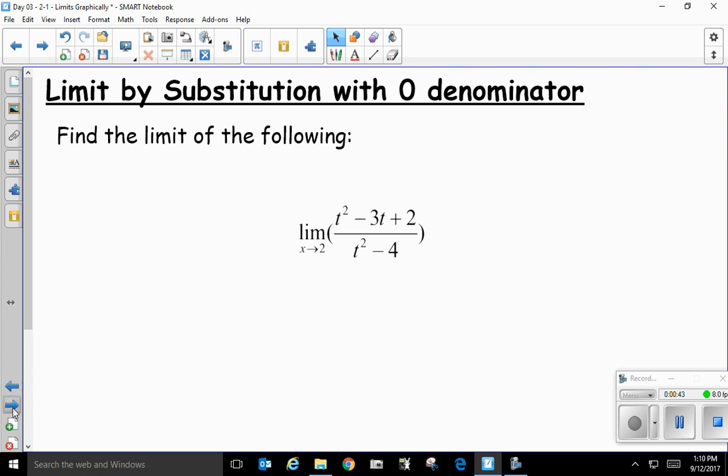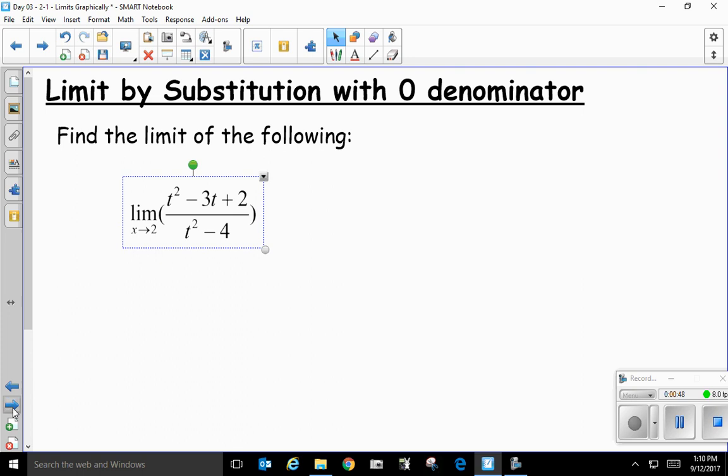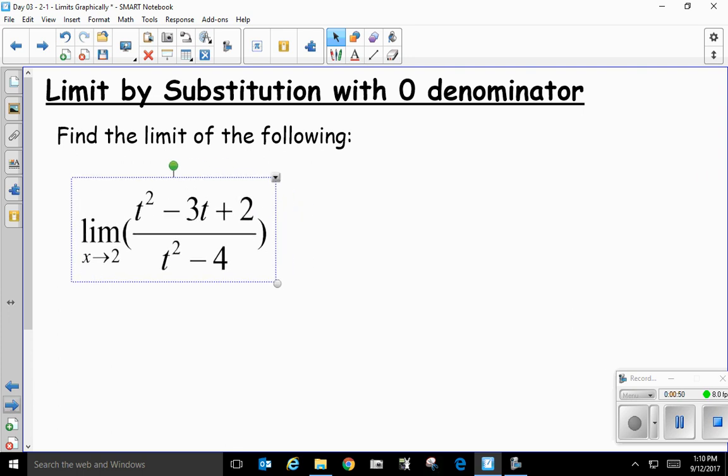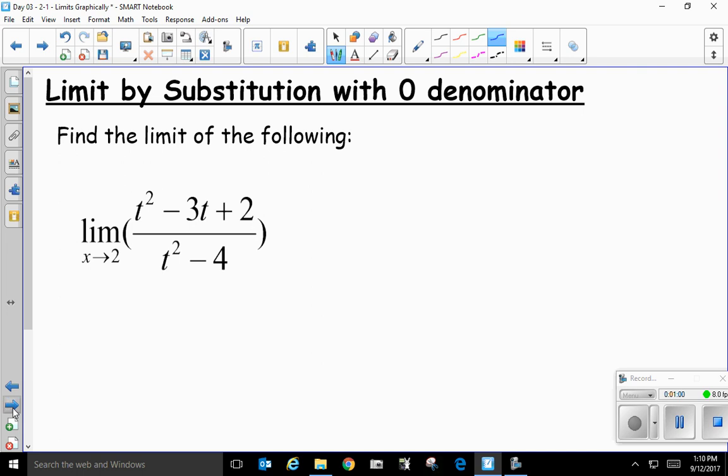All right. So, let's take a look at this. We're going to find the limits by substitution. Now, do not do any work. I want you to tell me what to do without writing anything down. What happens if I solve this by substitution?